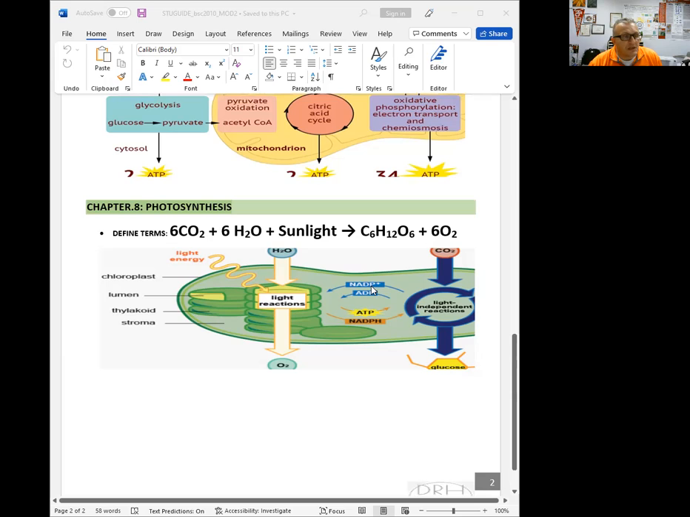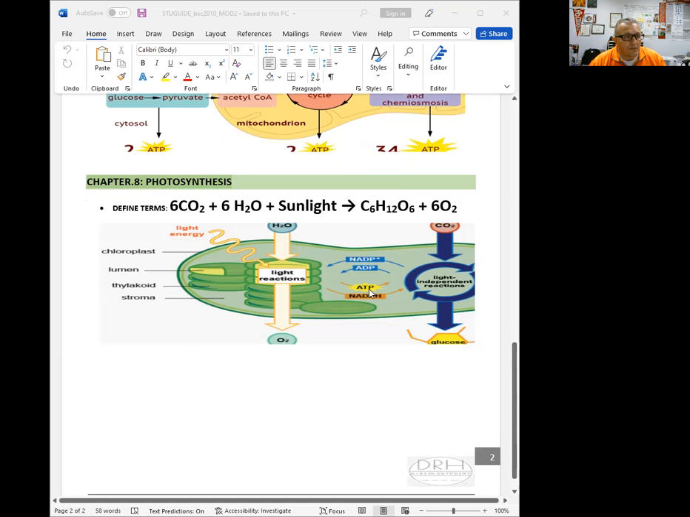Photosynthesis is the most important reaction in the biosphere. We know that the formula is 6 CO2 plus 6 water, with sunlight and chlorophyll, and the products are C6H12O6 and 6 oxygen. So we must have water, CO2, light, and chlorophyll to start photosynthesis. Photosynthesis feeds the biosphere.